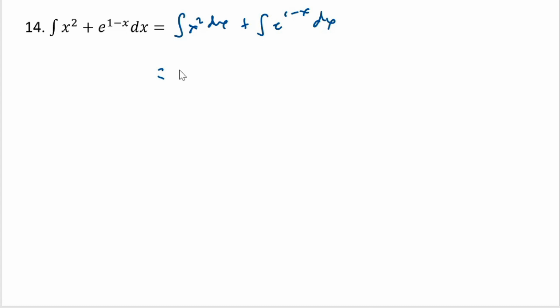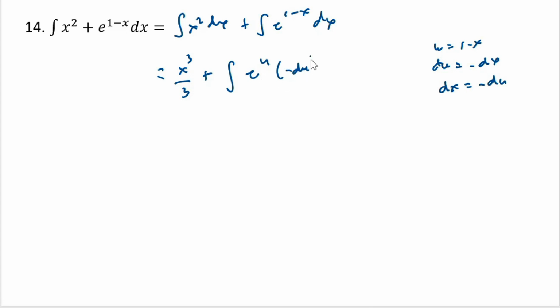The first term can be easily integrated. So we can write x cubed over 3 plus, in the second term, we need to use the substitution method. So we let u equal 1 minus x, and du is equal to negative dx, or dx is equal to negative du. So the integral of e raised to u, with dx being negative du.